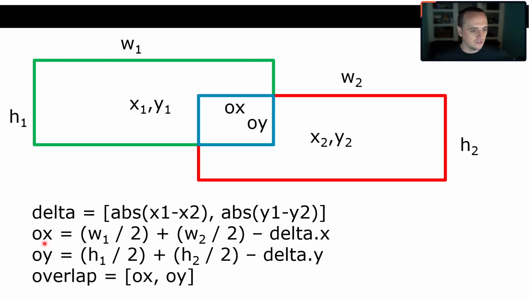So overlap x is just going to be equal to width 1 over 2 plus width 2 over 2 minus the delta x. These are the formulas we said before, which is half the width plus half the width minus delta x. And the overlap in the y direction is half the height plus half the height minus the difference in the y direction. So now we have overlap, and our overlap vector is going to be this ox and this oy. And we're going to say if both ox and oy are positive, then our shapes are overlapping.